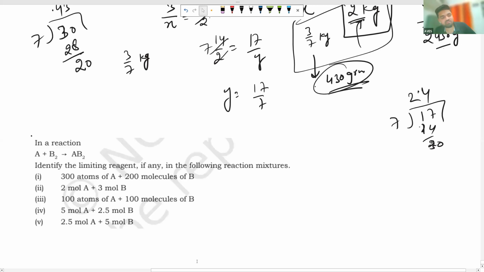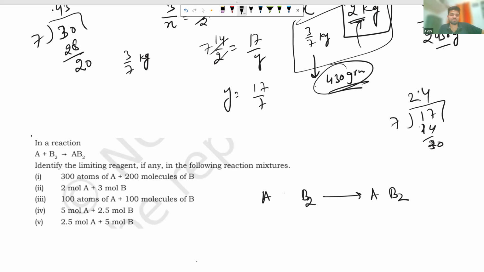In the reaction, it has been given to you that A when reacted with B2 gives you AB2. Identify the limiting reagent, if any. So you have this one A, this one B2, and this one AB2. The simplest combining ratio is that one atom of A combines with two atoms of B to form AB2.